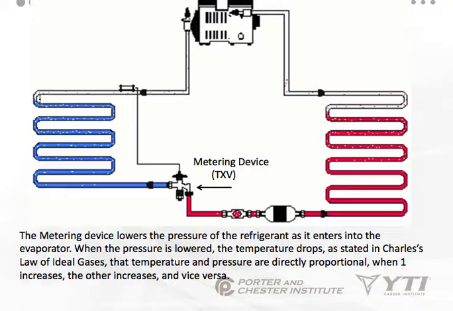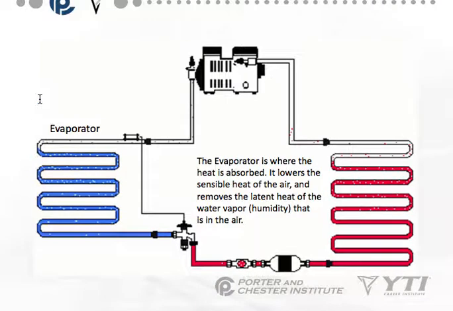Okay, so in the metering device, we're doing a quick pressure drop. We're dropping from a high pressure to a low pressure, maybe going from 200 psi down to 60 psi. At that point, the temperature of the gas and the boiling point drops significantly. The evaporator is where the heat is absorbed.